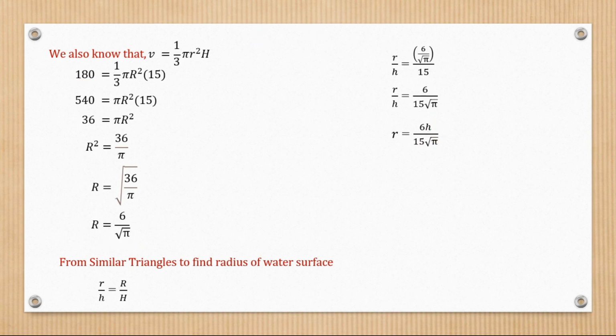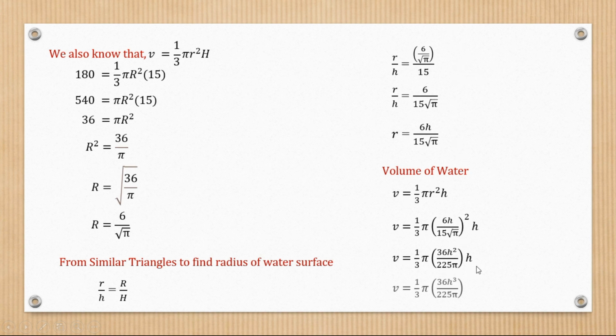Alright, so now that I know the value of small r, I can make a general formula for finding the volume of water at any height given. So now we know that the general formula can be V is equal to 1/3 pi r squared h, where h represents the height of water, this small h. Now I'm going to plug in this value of r, and this is what I'll have. So square that in and I'll have 36h squared over 225 pi, which if I multiply this h in, I'll have it as 36h cubed over 225 pi.